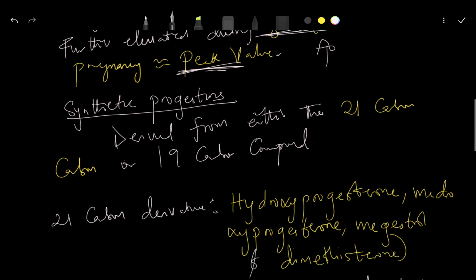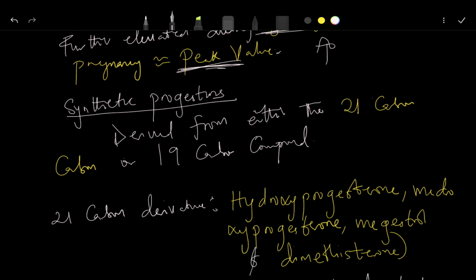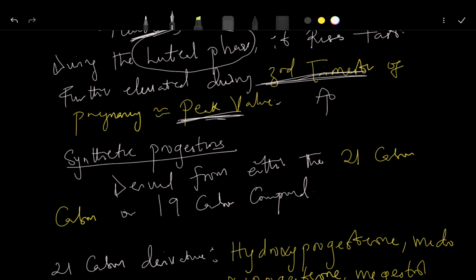That's the main function. Now, I haven't talked about the synthetic ones, only the natural progestins. Let's talk about the synthetic ones now. Your synthetic progestins are derived from either a 21 carbon molecule or a 19 carbon molecule. The idea is that progesterone is usually 21 carbon. If you count the number of carbons in the structure of progesterone, it's 21 carbon.